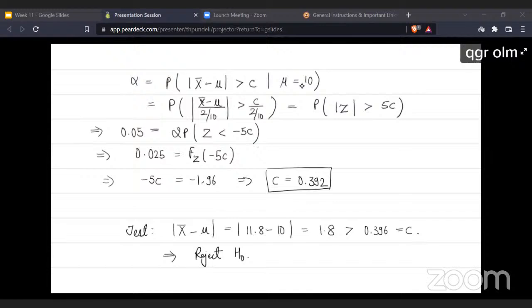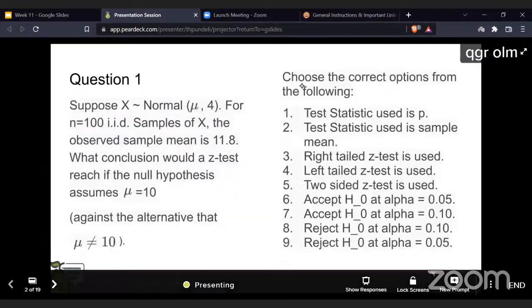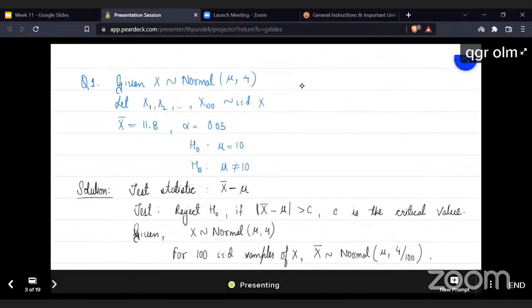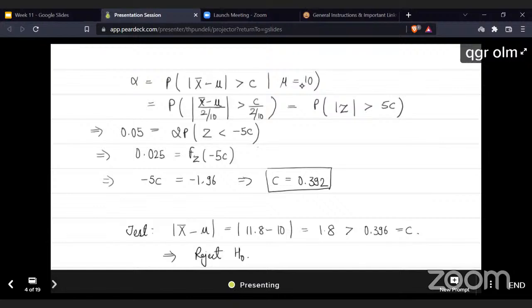So let's do, wait. First, let's finish this. So you got reject H0 at 0.05. So option number 9 is correct. And you will also get reject H0 at alpha 0.10. So at both the significance levels, you are going to reject your H0. For 0.10, you can try it on your own. And let's look at what happens when we take the test to be mod of x bar greater than C.